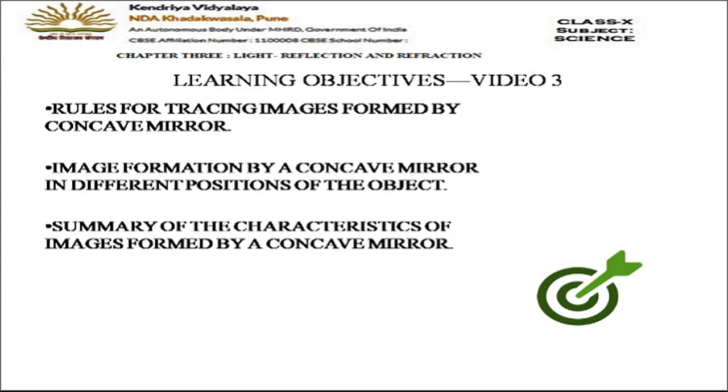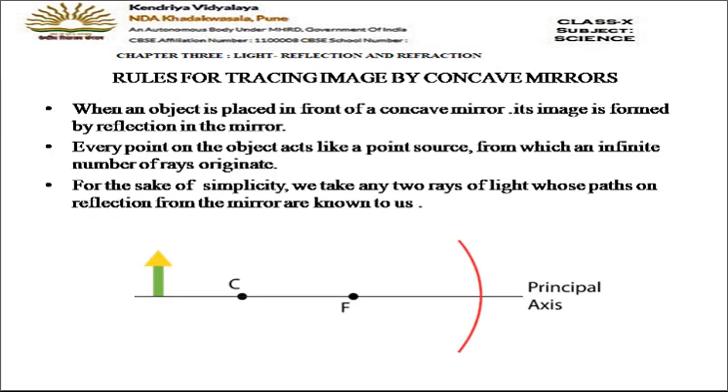Let us see the learning objectives of today's session. Today we'll cover the topics: rules for tracing the images formed by a concave mirror, then image formation by a concave mirror, then a summary of the characteristics of the images which are formed by a concave mirror. So let us start. Now let us discuss the rules for tracing the image by concave mirrors.